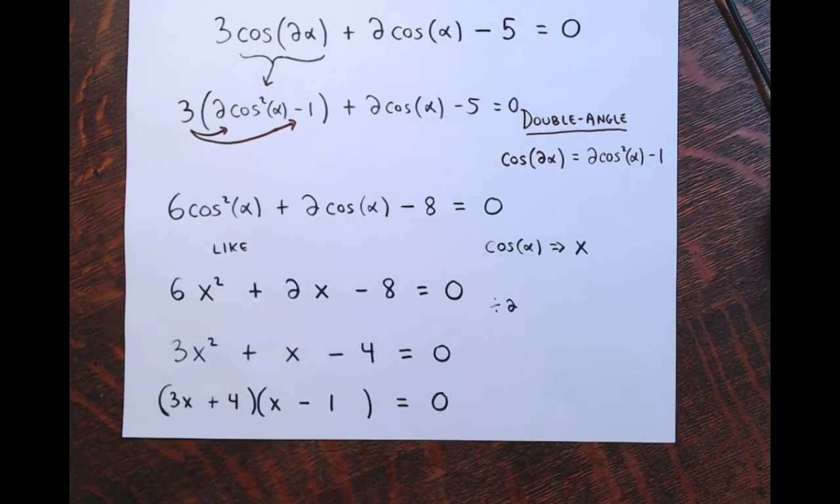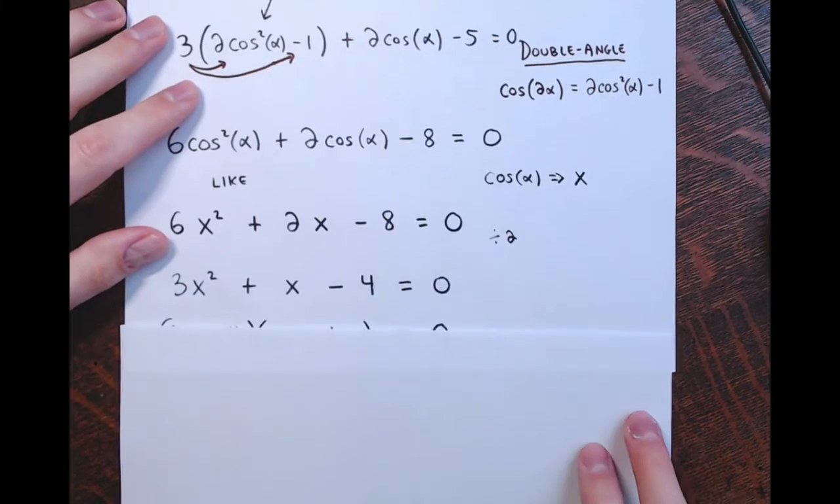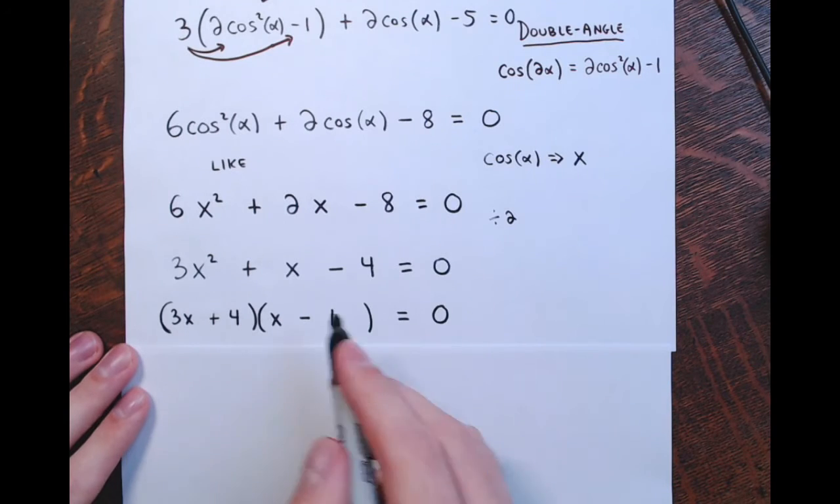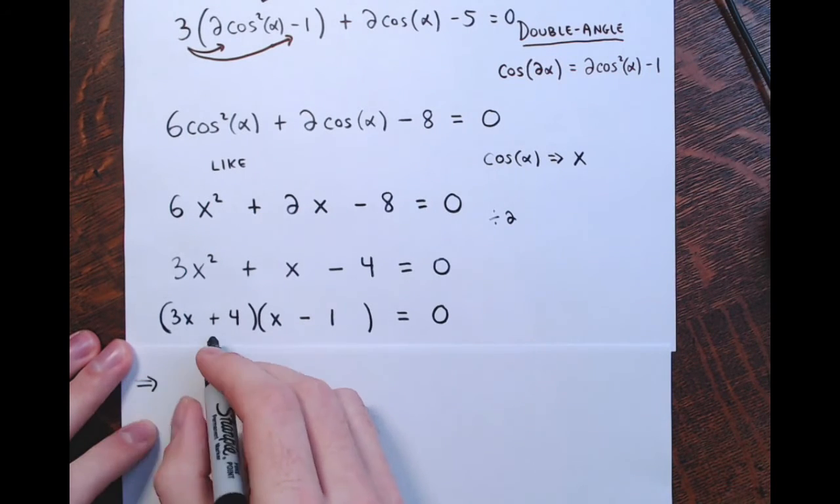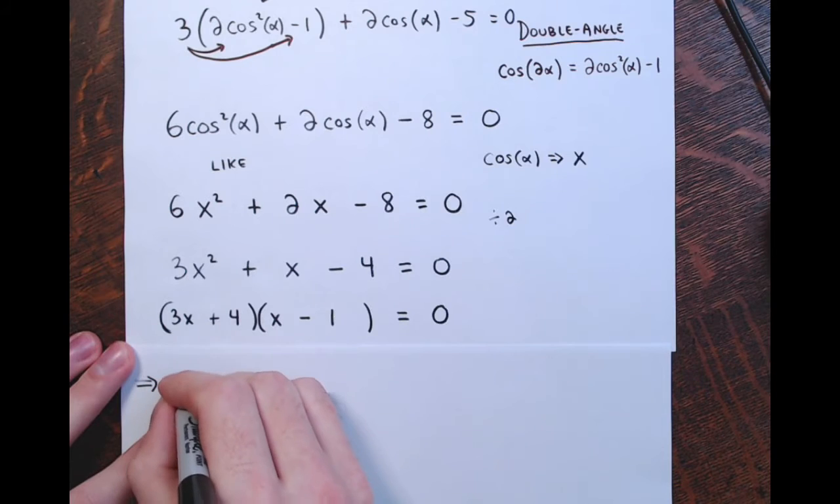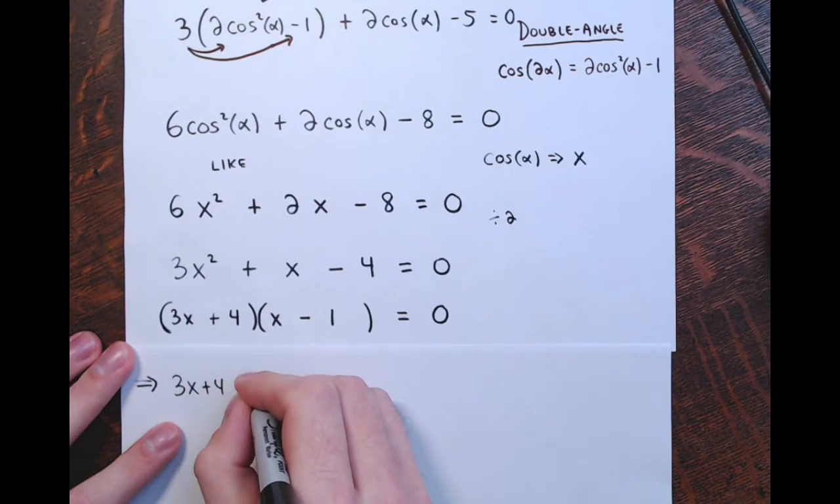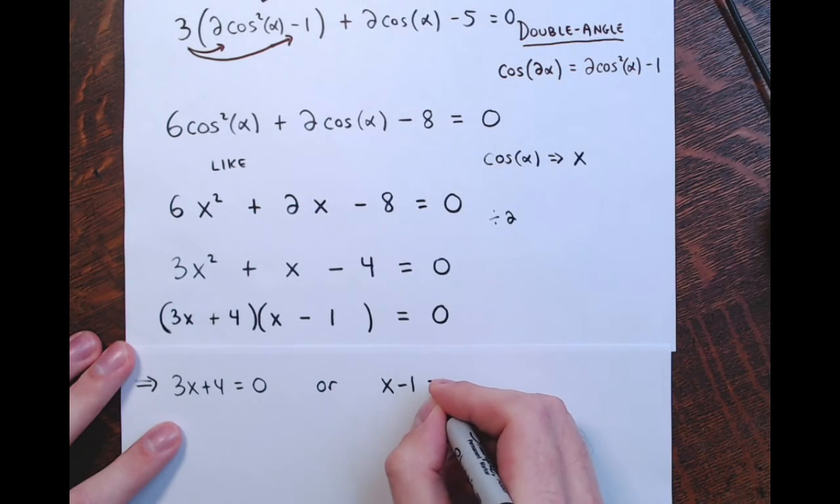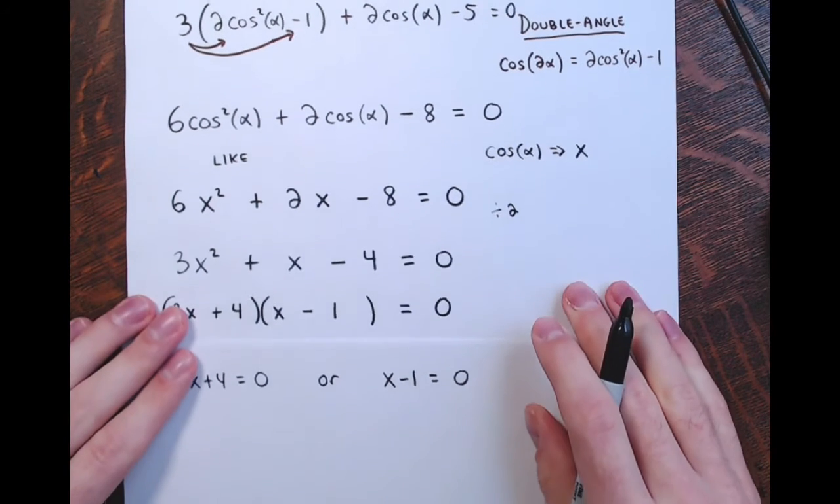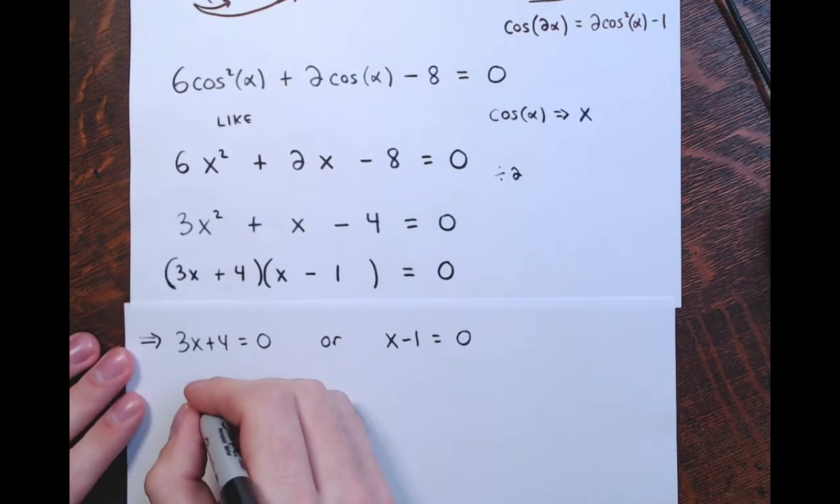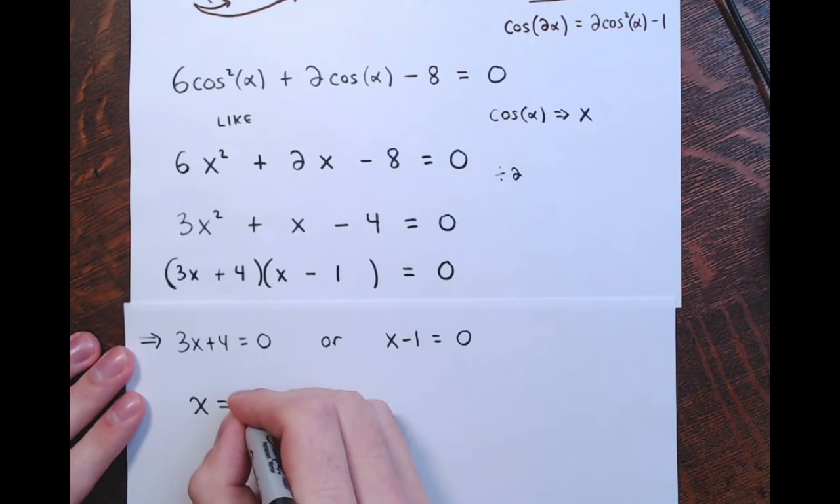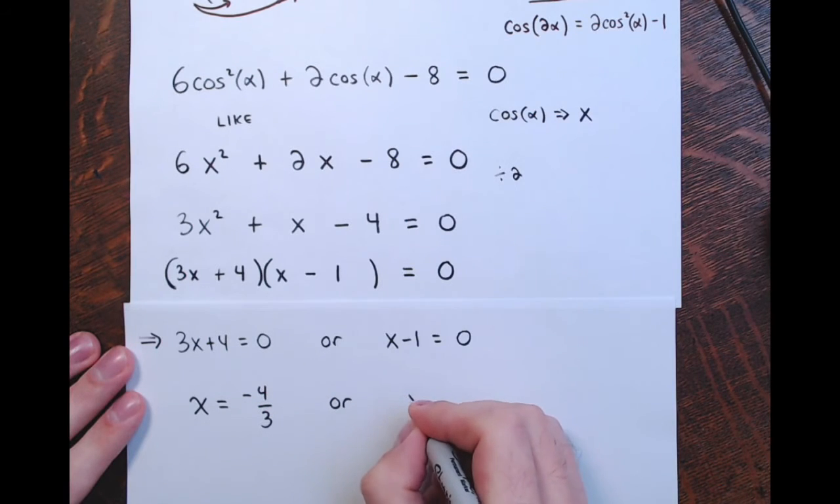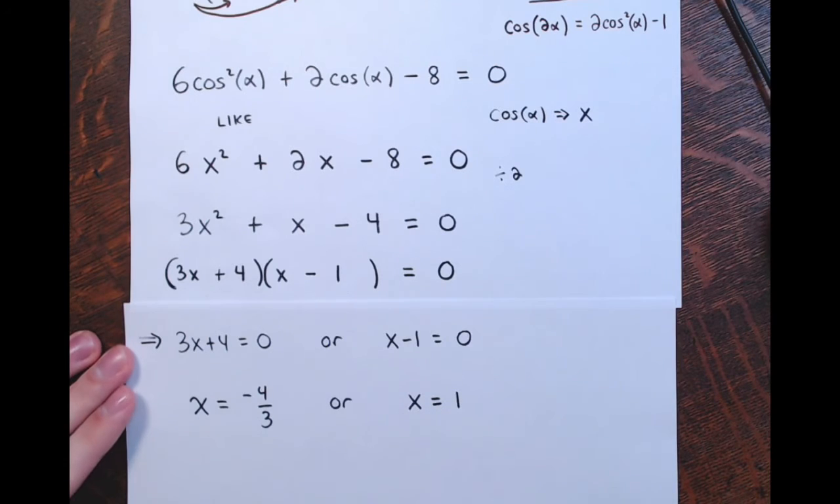So then you use the zero product property. Remember, a product is equal to 0 only when one of the factors is 0. So either 3x plus 4 is equal to 0, or x minus 1 is equal to 0. And then solving these for x, we get either x equals negative 4/3 or x equals 1.